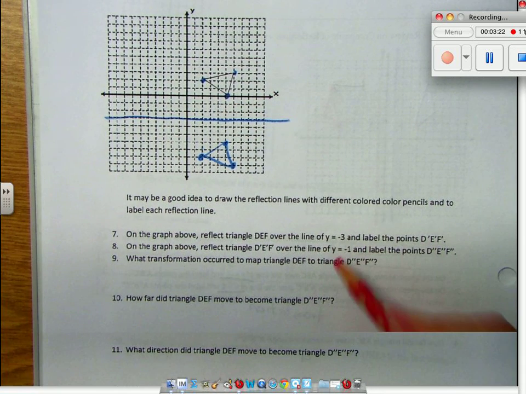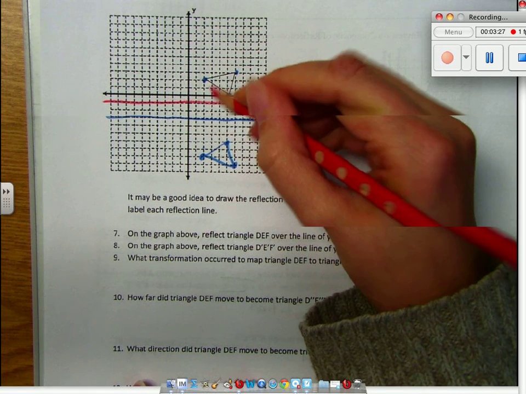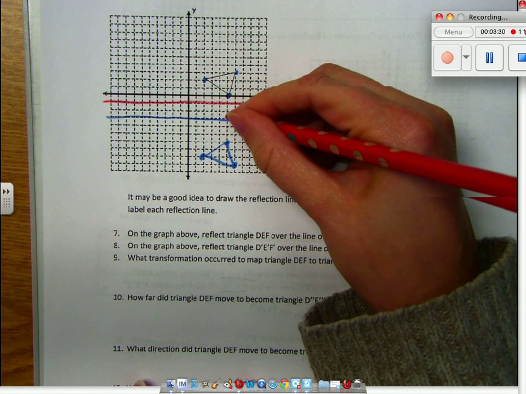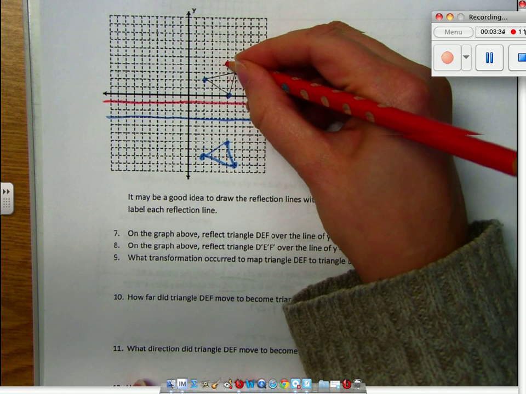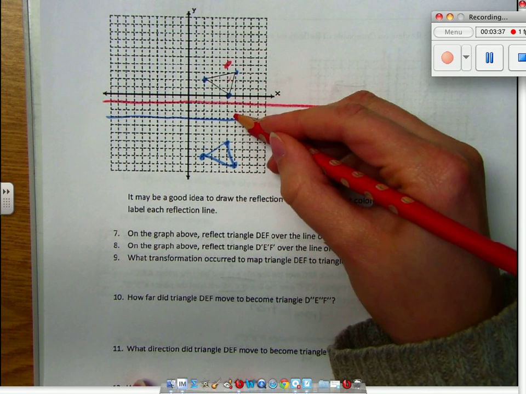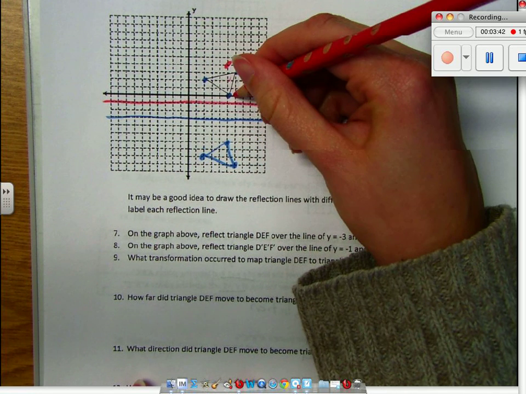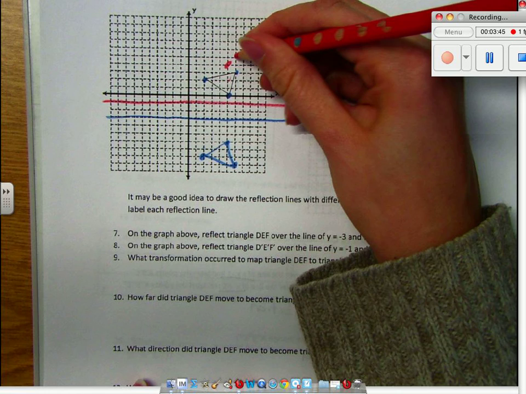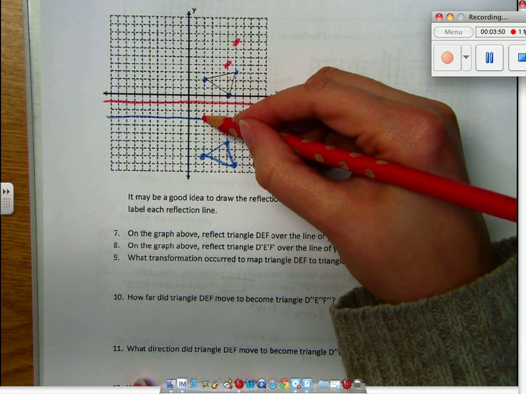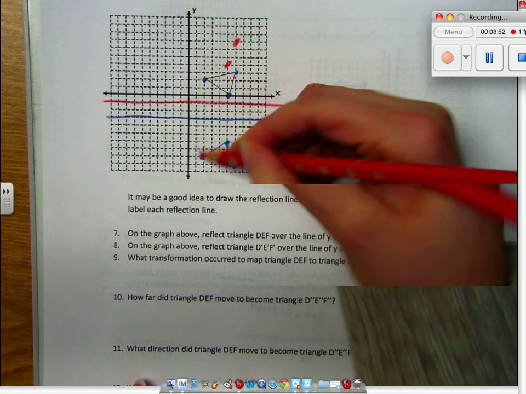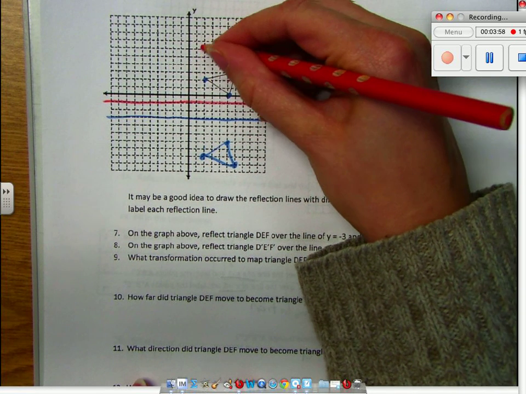Now we're going to go over y equals -1. We're going to count 1, 2, 3, 4, 5, so we're going to go up 1, 2, 3, 4, 5. We are below it 8, so we're going to go above it 1, 2, 3, 4, 5, 6, 7, 8. We are below 1, 2, 3, 4, 5, 6, 7, so we've got to go above 1, 2, 3, 4, 5, 6, 7. Okay.